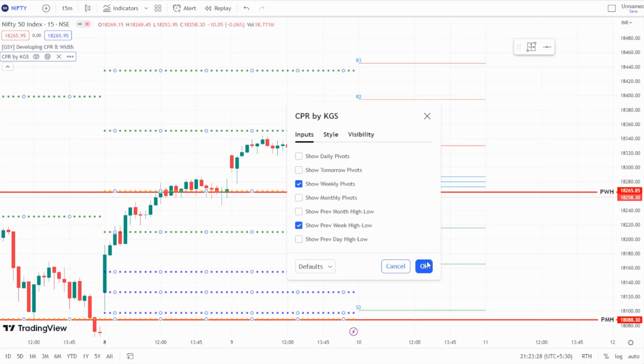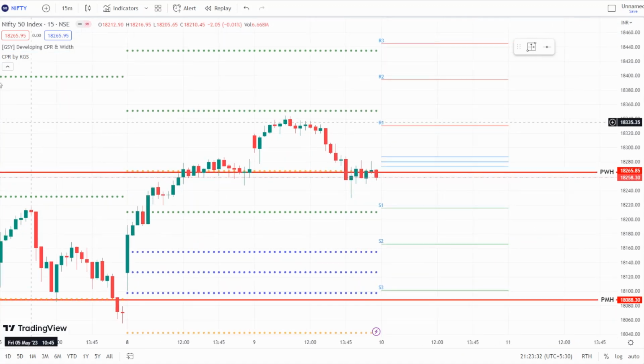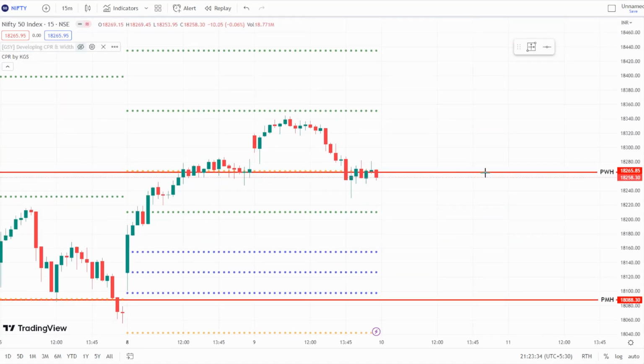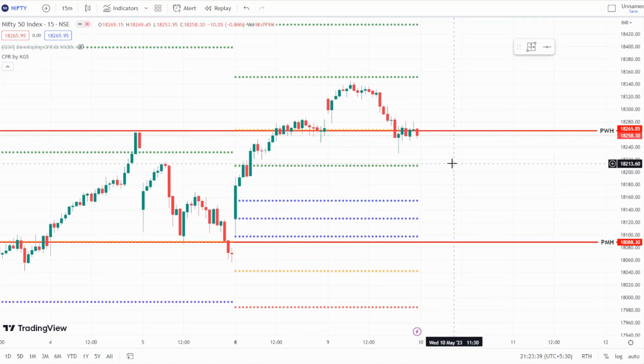So I'll just start with the weekly pivot first. Now, as you can see, your Nifty is above weekly R1. That's 18,200. So technically, 18,200 will act as a very good support in this week's trading session. So you need to understand that Nifty can bounce back from the 18,200 level as well.